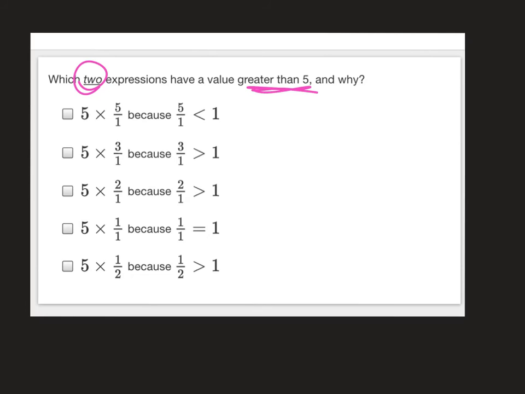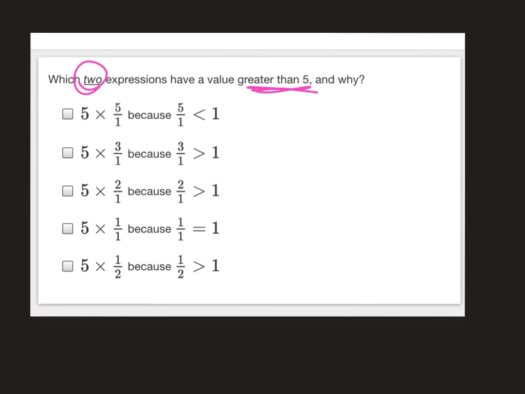So remember, this is when we're looking for a fraction that is representing less than 1. That would make it go down, make it less than 5. Or I'm looking for a fraction that would be equal to 1, and that would make the product stay the same. And if I'm multiplying by something that is greater than 1, like an improper fraction, then that is what we're looking for on this question because we want it to be greater than 5.